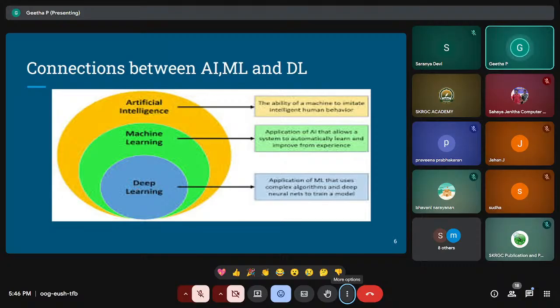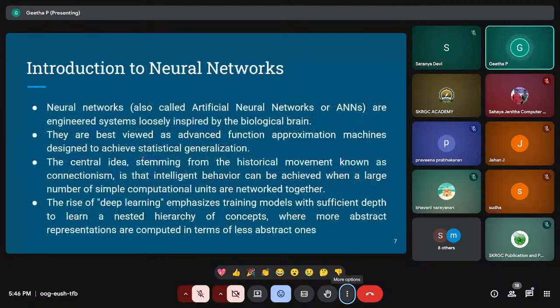For example, it is used in face recognition in photos, voice assistants like Siri and Alexa, self driving cars, or medical image diagnosis. In short, artificial intelligence is the science, machine learning is a method, and deep learning is a technology. So that is the connection between AI, ML, and DL. Now we will move on to the introduction of neural networks.